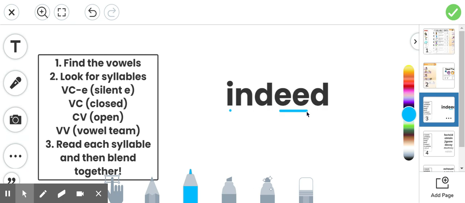So I want to separate that syllable, but I need to draw the line to separate it. And I'm not just going to guess. I see in between these vowels are 2 consonants. When there are 2 consonants in between the vowels, I should separate right between the 2 consonants. That's usually what's going to happen. So in between the I and the E are 2 consonants. So I'm going to separate them. So here I have a closed syllable, and here I have a vowel team syllable. So here is indeed, and I put it together, and I have indeed.